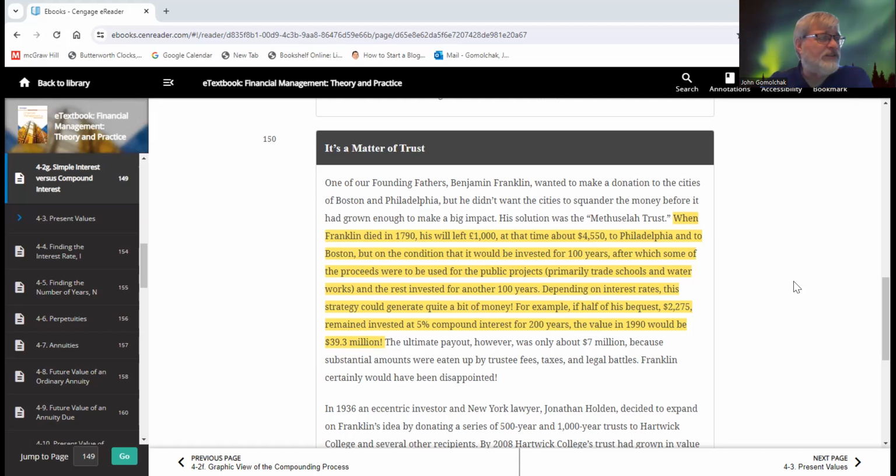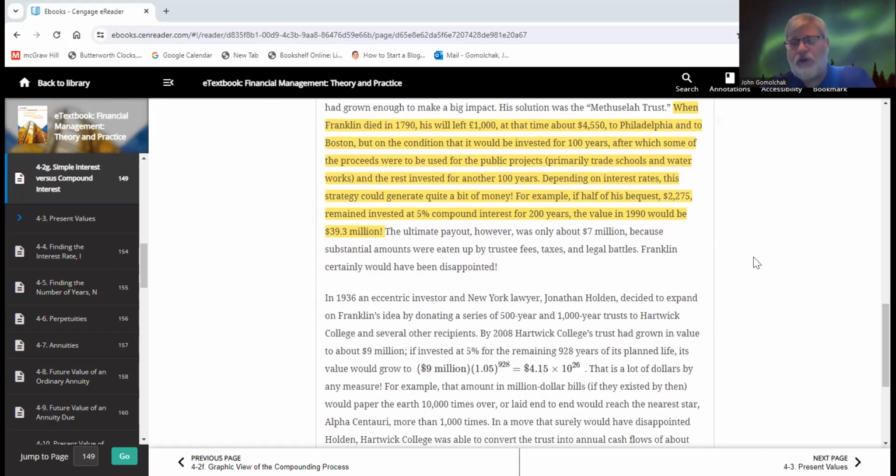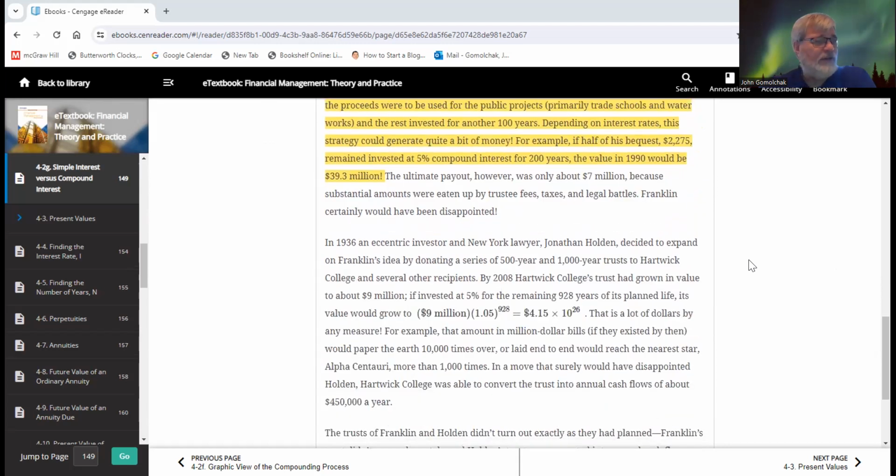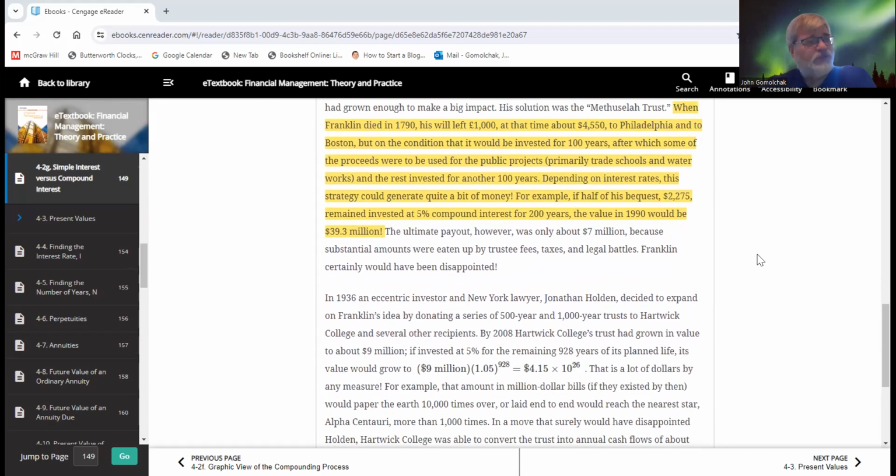We're talking about the investment of, what's it say, $2,275 would have grown to over $39 million in that 200-year period. That's the power of compound interest, okay? Ultimately, the best laid plans of mice and men, right? His money was spent long before it was ever allowed to grow to that point. So it never got quite to that level. So sorry, Ben, we cheated you. All right.